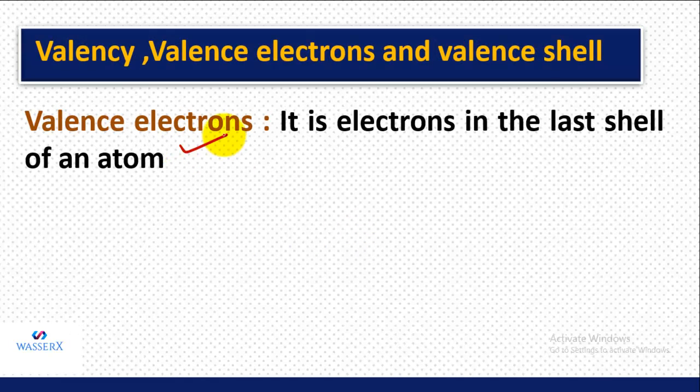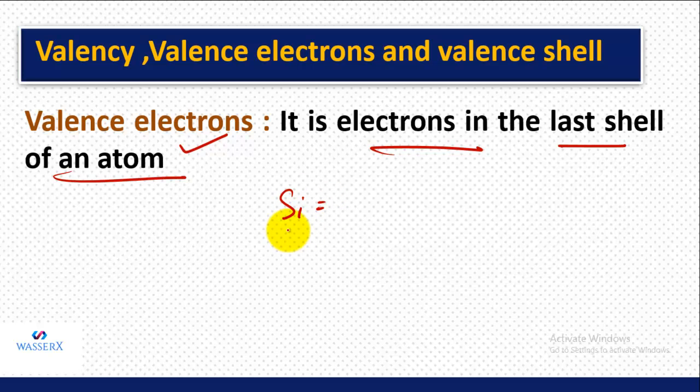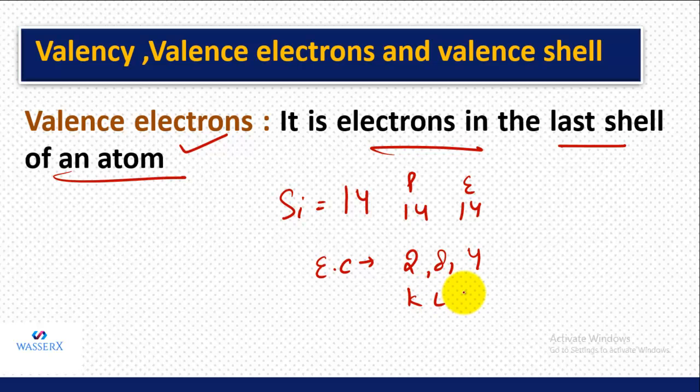Next term which we are taking is valence electrons. They are simply the electrons which are present in the last shell of an atom. Like in the above example, I took an example of silicon where the atomic number was 14, proton was 14, electron was 14. And what was the electronic configuration? It was 2, 8, 4. So in this you can see that this is the valence shell. The M shell is the valence shell.